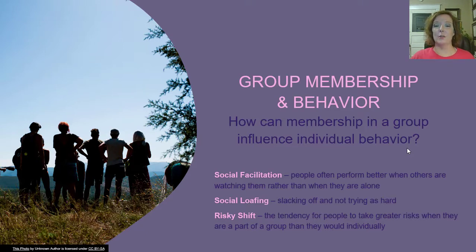The next factor in influence is social loafing. This is when people slack off and don't try as hard because they're part of a group. I'm sure you have seen this before, whether it's directly or indirectly. And then you've got this risky shift phenomenon. This is the tendency for people to take greater risks when they're part of a group than they would individually. People are more likely to do things they wouldn't normally do or that they would be more scared to do when they're in a group than if they were alone.